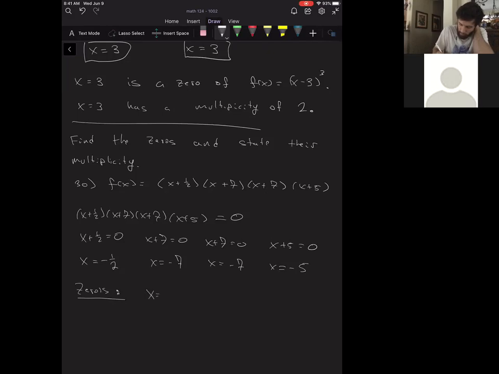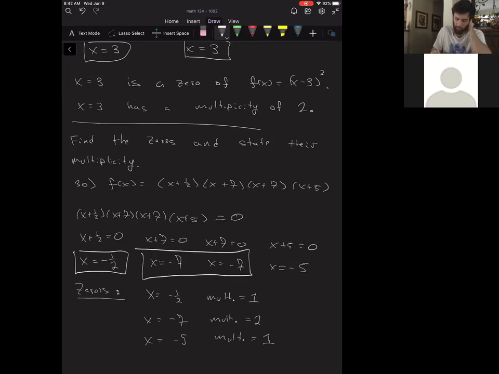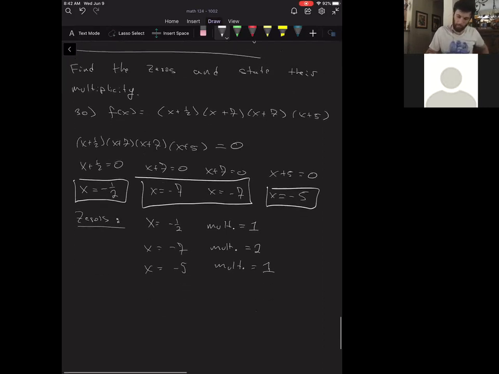We have x is equal to minus 1/2, and the multiplicity is 1, because there's only one of those. We have x is equal to minus 7, and the multiplicity is 2 because we have two of those. And we have x is equal to minus 5, and the multiplicity is 1 because we just have one of those. So you see there's one x equals minus 1/2, two x equals minus 7s, and just one x equal to minus 5.